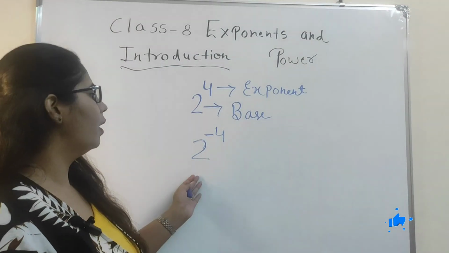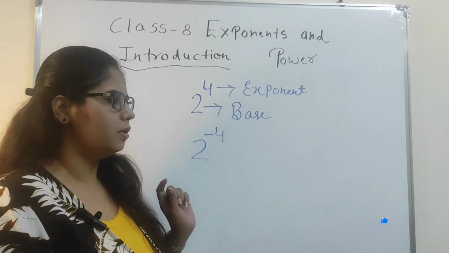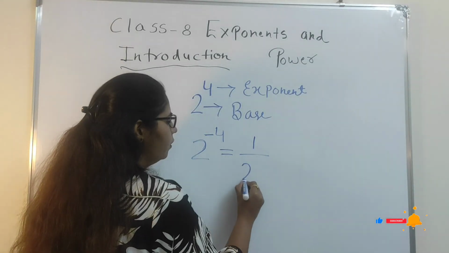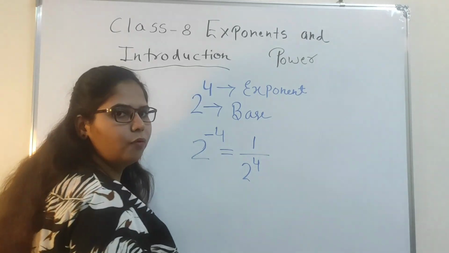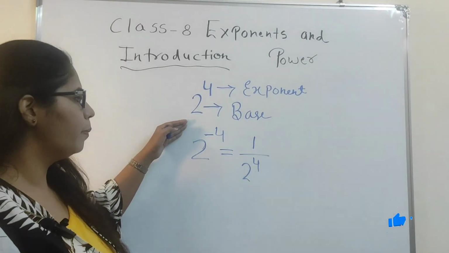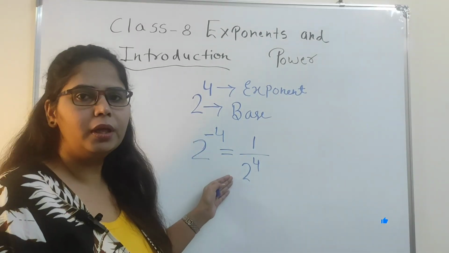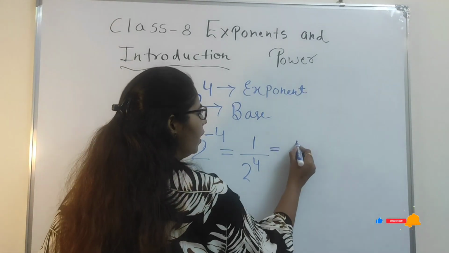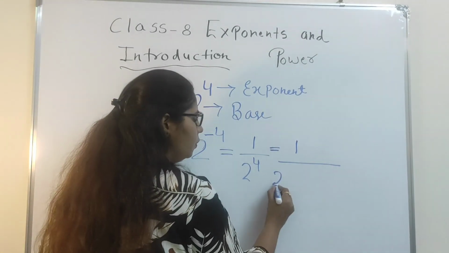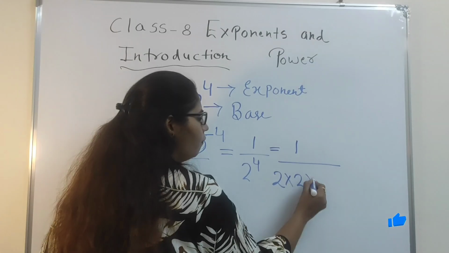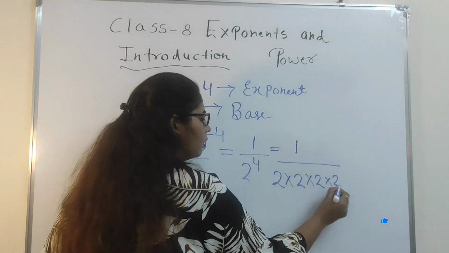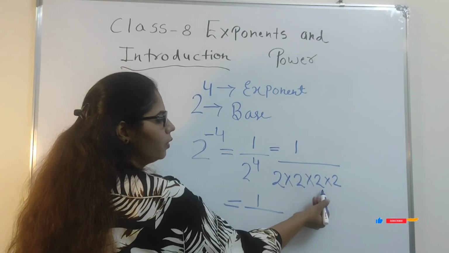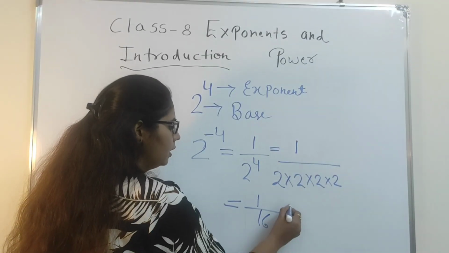Now how will I solve negative powers? So we have to write it as 1 upon 2 to the power 4. Negative power will go in the denominator. After that, 1 upon 2 is multiplied 4 times. 1 upon 2 times 2 is 4, 4 times 2 is 8, and 8 times 2 is 16.